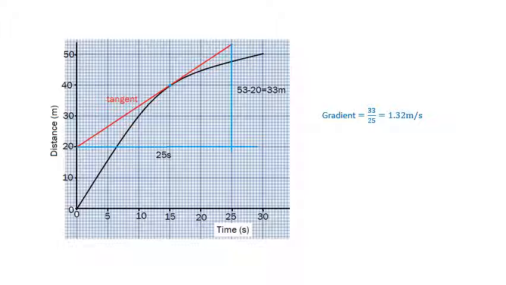So here we go. What I've done at that point in time there, I've drawn my tangent, and then I've done a big triangle to get the gradient of the tangent, and it's going to be 53 minus 20 divided by 25, which is 1.32 meters per second.